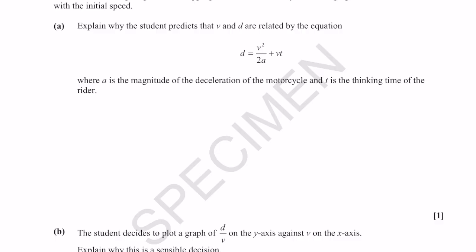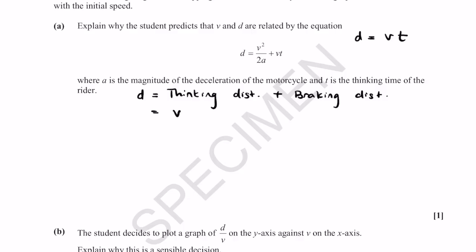So we have to think of this in terms of thinking distance and braking distance. I'm just going to say that d is thinking distance plus braking distance. Thinking distance depends on the thinking time, and it is just the speed times time. It is going with the speed of v, so I can say v times t. And we just have to think about the braking distance now.